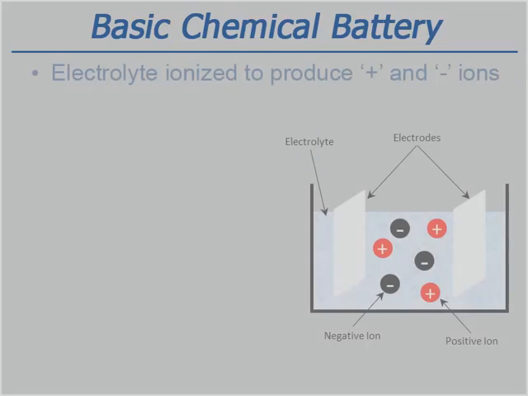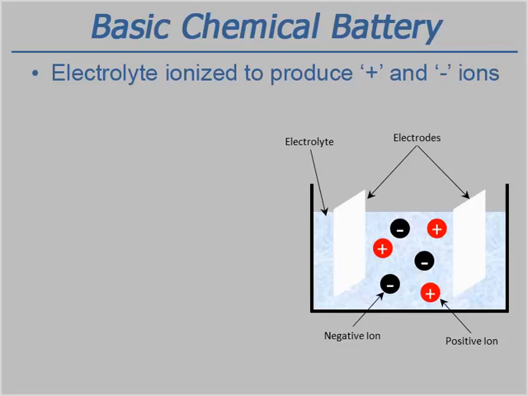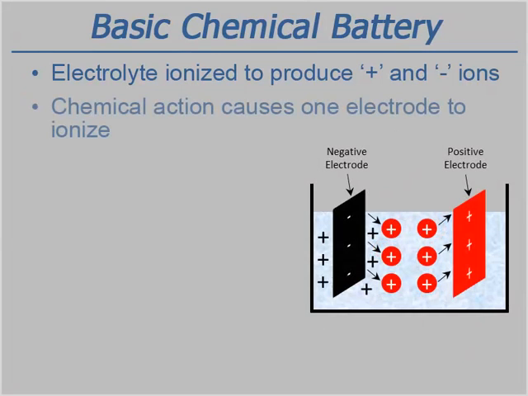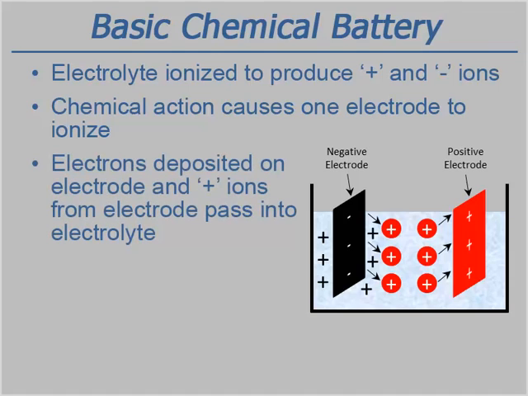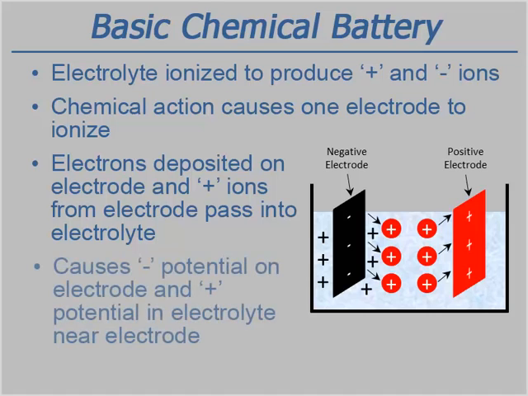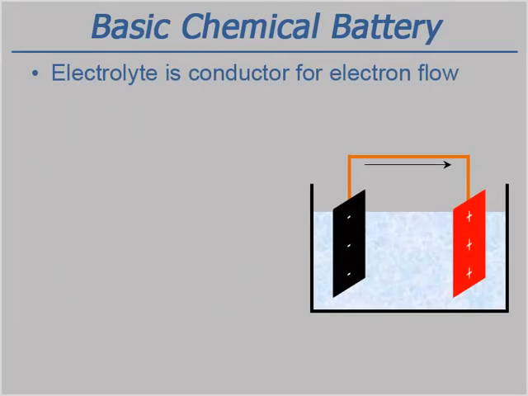cell in general. In a cell, the solute in an electrolyte is ionized to produce positive and negative ions, as shown in the diagram. Simultaneously, chemical action causes the atoms within one of the electrodes to ionize. Due to this action, electrons are deposited on the electrode, and positive ions from the electrode pass into the electrolyte solution, as shown. This causes a negative potential on the electrode and leaves a positive potential in the area near the electrode. The electrolyte solution is a conductor for electron flow.